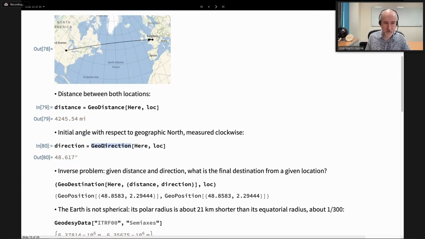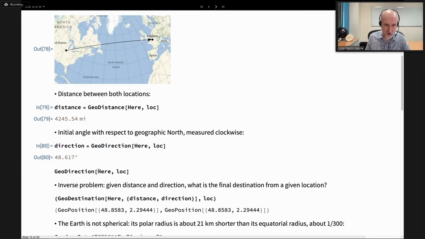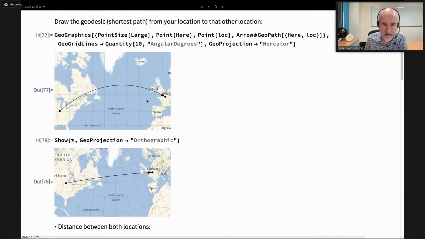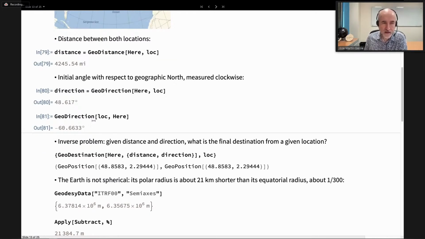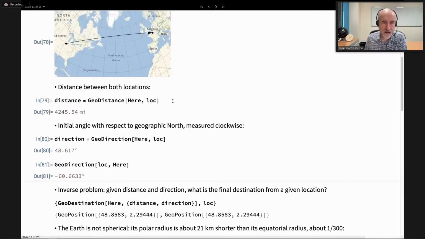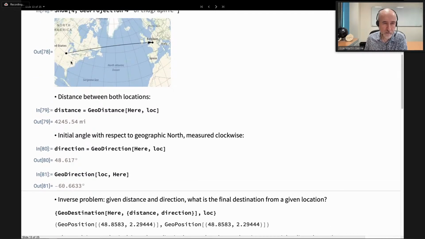In fact, for example, if we wanted to go in the opposite direction, from the Eiffel Tower to here, now the angle would be minus 60 degrees. That angle would be from north in this direction, so that's why it's negative. That angle is like 60 degrees, right? So you see that these two angles don't have to be related at all. Okay, so that's what's called the inverse problem of geodesy. Given two locations, compute the distance and the angle at the beginning or at the end.